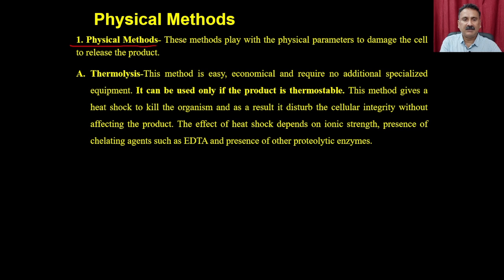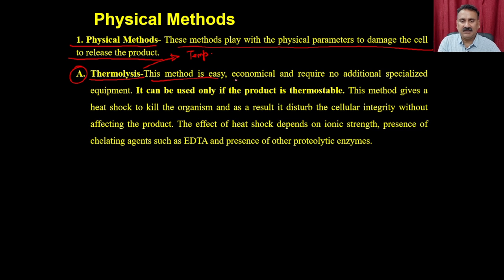Physical methods play with physical parameters to damage the cells and release the product. The first is thermolysis. Thermolysis is a step where you use temperature. This method is easy, economical, and requires no additional specialized equipment. It can be used only if the product is thermostable, which means it is not sensitive to temperature changes.